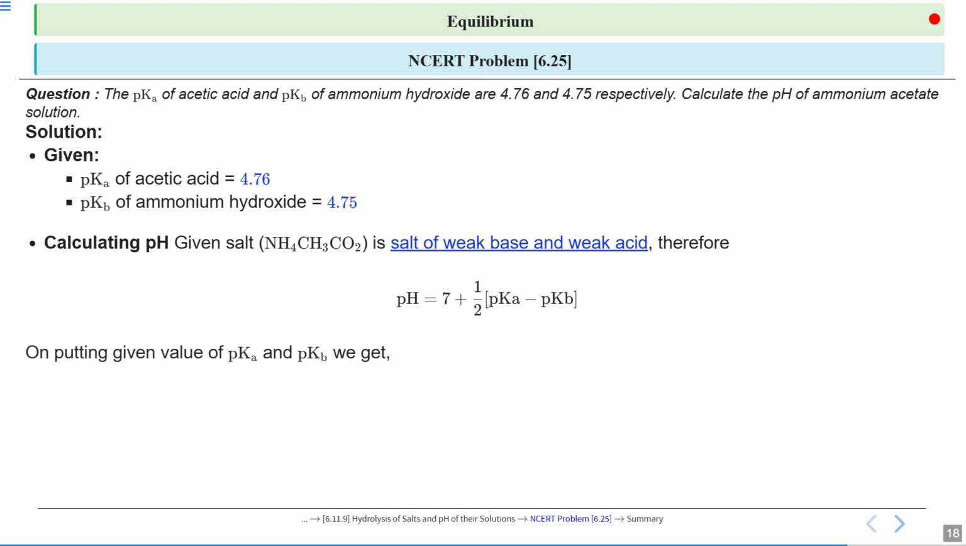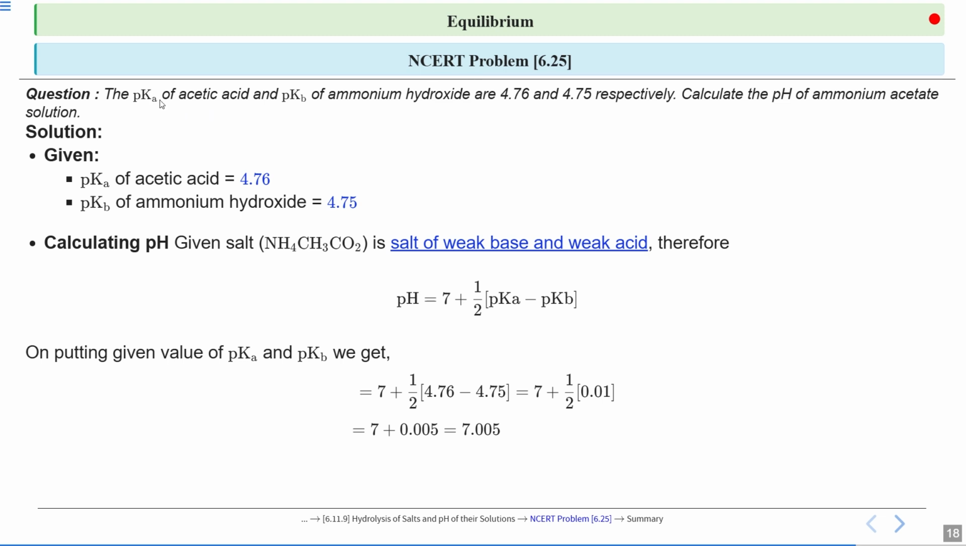Just put the values here. You are already given the values. You will get 7 + 1/2 (4.76 - 4.75). Further, 4.76 minus 4.75 will give you 0.01, and 7 plus half into 0.01 will give you your final value as 7.005. Got it?